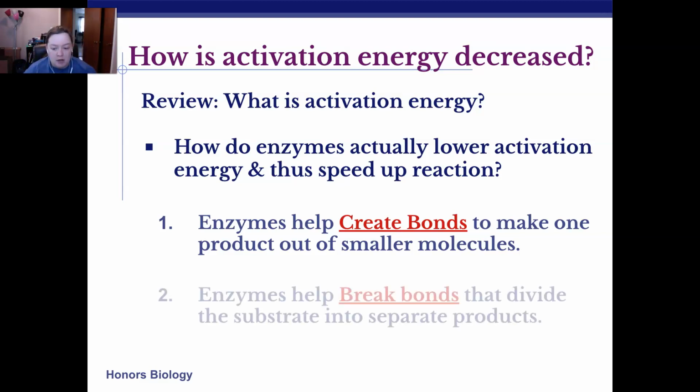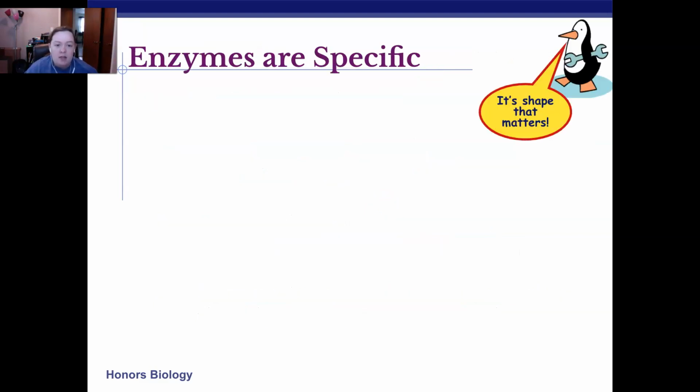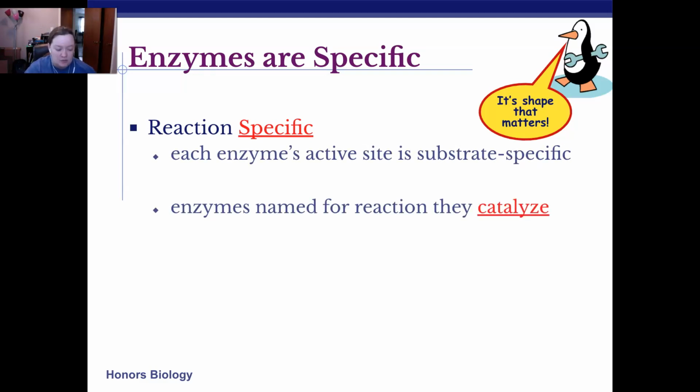So I make a bond. Or I break it and pull it apart. So enzymes help by making or breaking bonds. They are very, very specific. They work like a lock and a key. They can only work with one type of substrate, and that substrate has to fit perfectly in its active site. If they don't fit together like a lock and a key, it's not going to work.